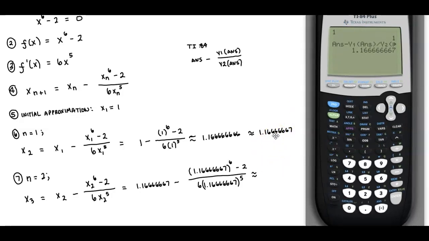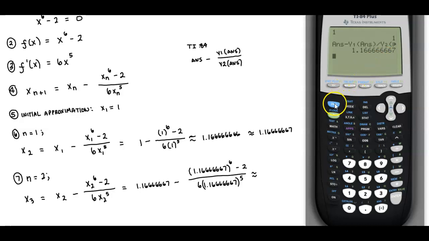So now what we want to do is the next one, for when n is equal to 2. So now we want to store this. x2 is going to be 1.1666667, because you want to round it to 8 decimal places.